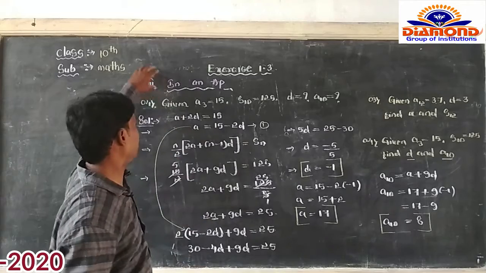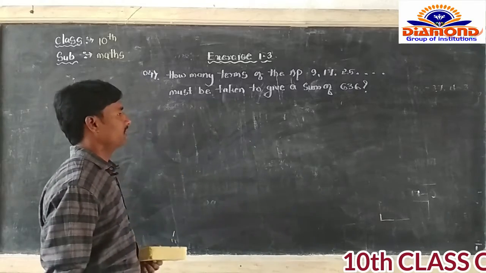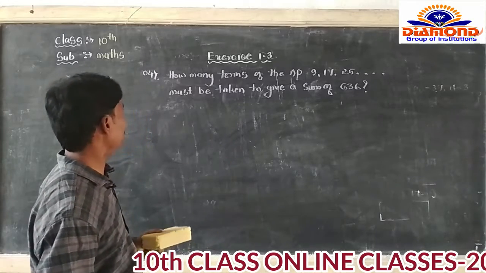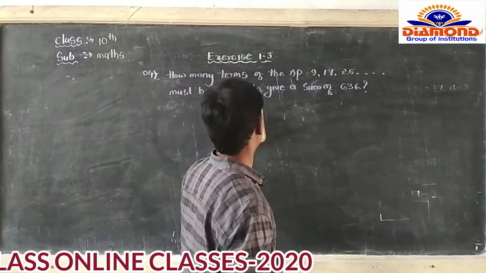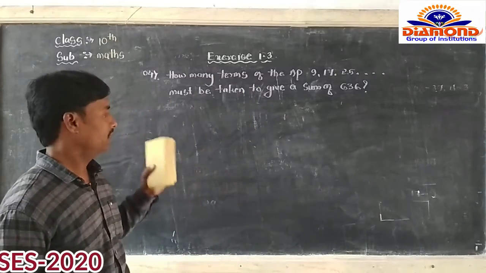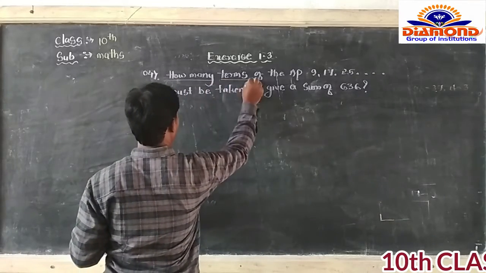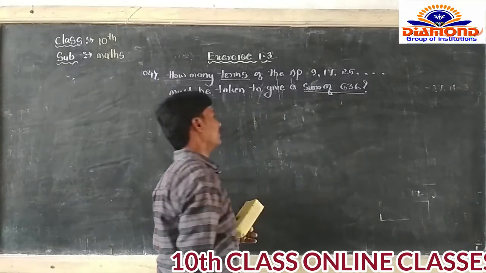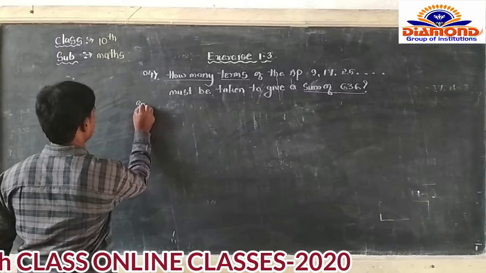Okay, let's go to question number 4. Yes, dear students, come to the fourth question. In this exercise there are 20 questions. How many terms of the AP 9, 17, 25, and so on must be taken to give a sum of 636? We should find out n, the number of terms. And what is given is the sum of the terms, so we should first decide which formula to use. Okay, let us come to the solution, dear students.